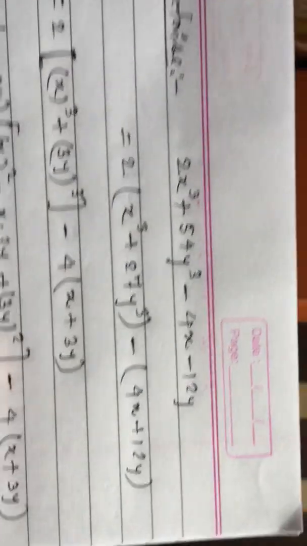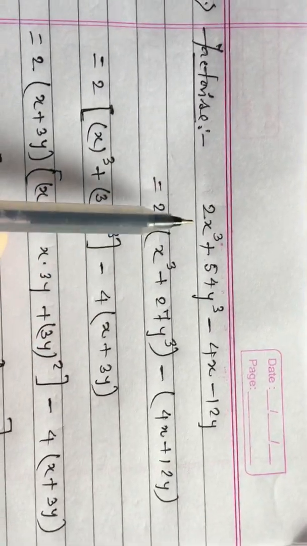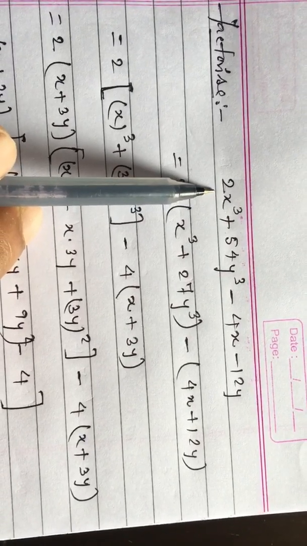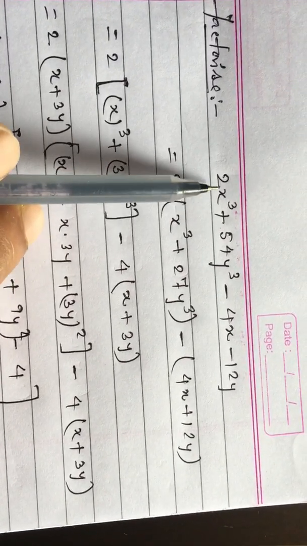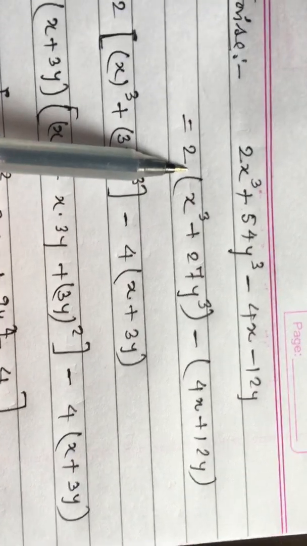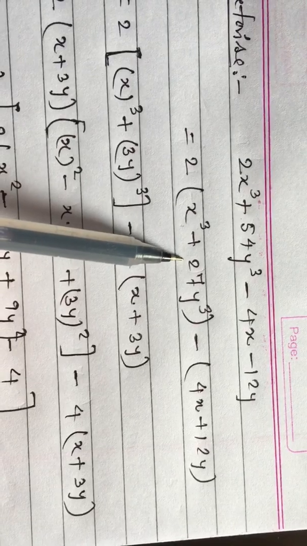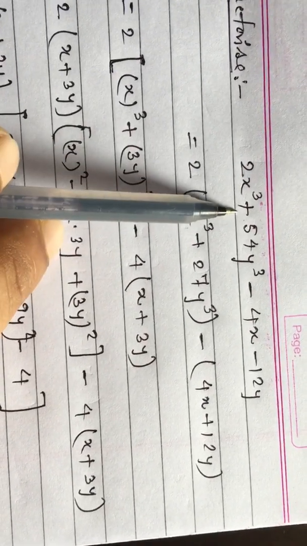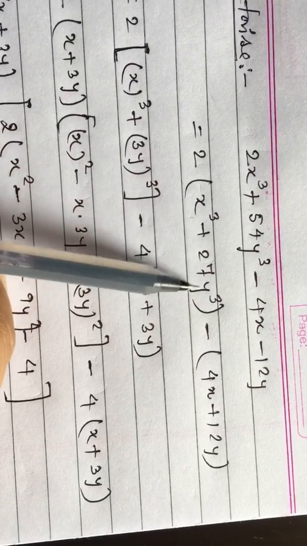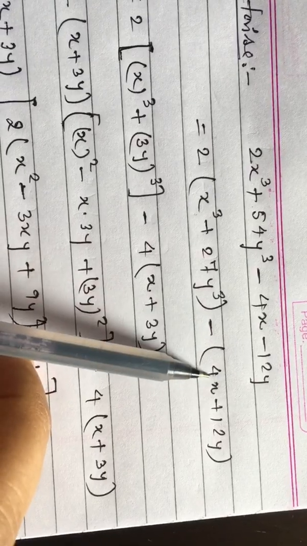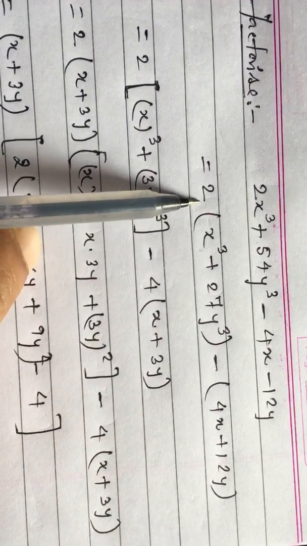Now see some more problems that are related to cube. So first we have to make the group here. On making the group, in the first two terms, 2 is the common, that is x cube minus 27 x cube. 2 is the common, x cube plus, on dividing this by 2, 27 y cube. In these two terms, minus sign taken as a common, 4x plus 12y. This 2 remains the same.